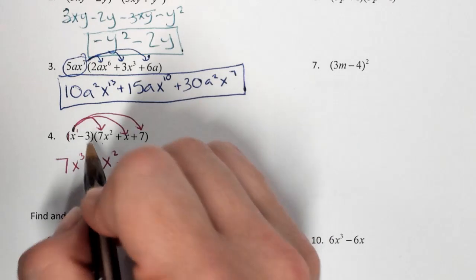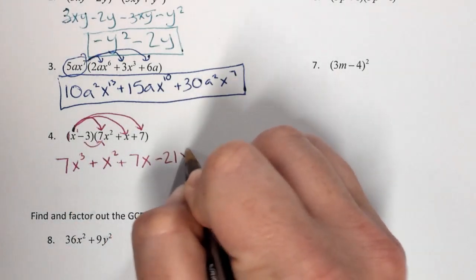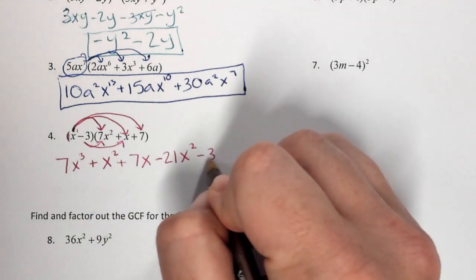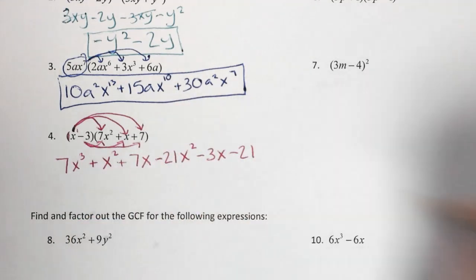Okay, now we have to do this side. So negative 3 times 7x squared is going to be negative 21x squared. Negative 3 times x is just negative 3x. And negative 3 times 7 is going to be negative 21. Now we need to combine our like terms.